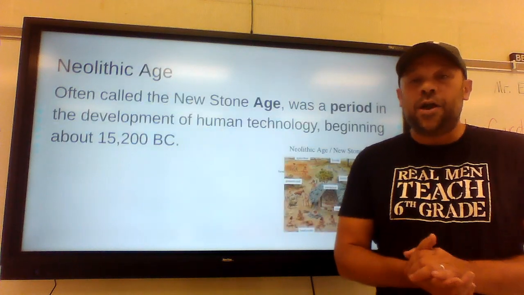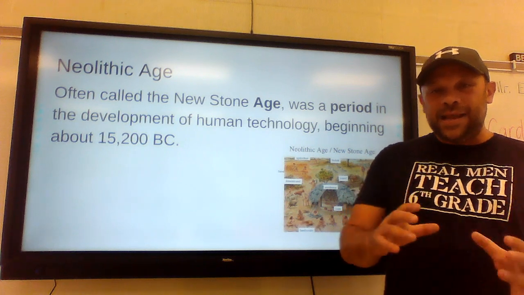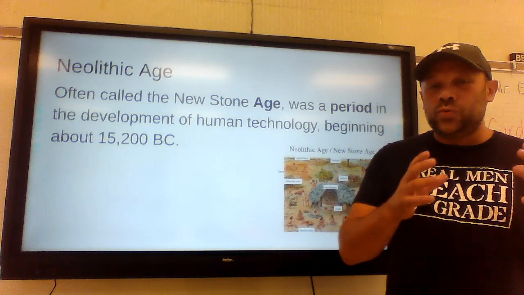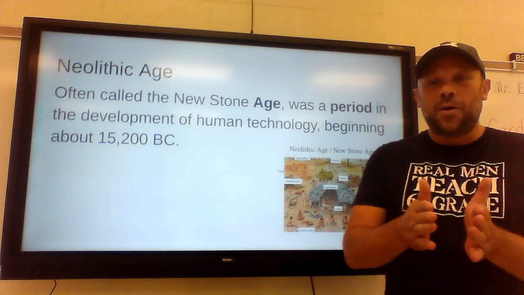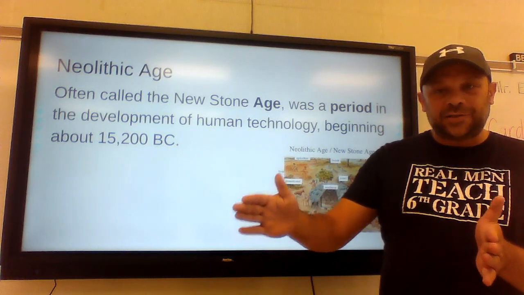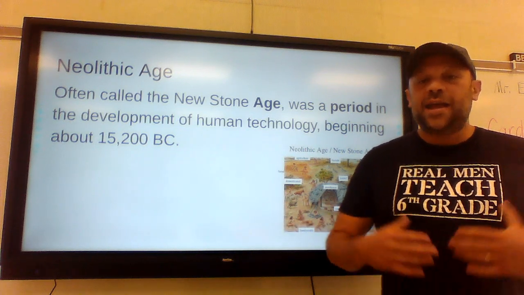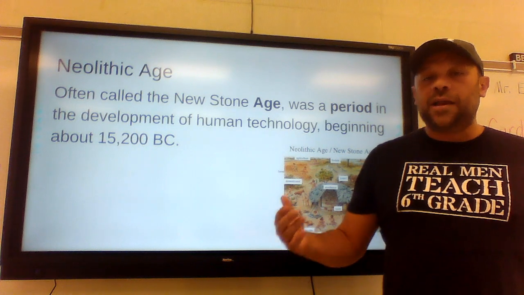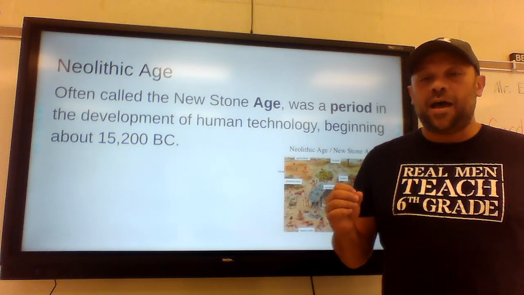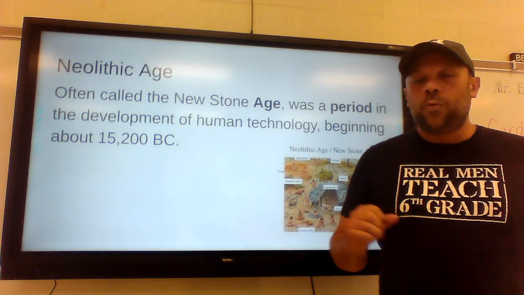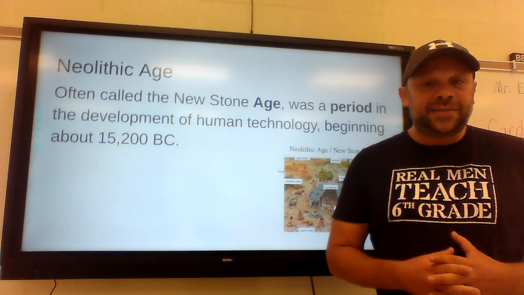Next up, we have the Neolithic Age, where Paleolithic meant old stone. Neolithic actually translates into new stone. We're still talking about a very long time ago, but we're moving forward and we're progressing toward the more modern times as we move into the Neolithic Age. It's often called the New Stone Age, and it was a period in which the development of human technology really kind of moved forward. We think that this period began around 15,200 BC.